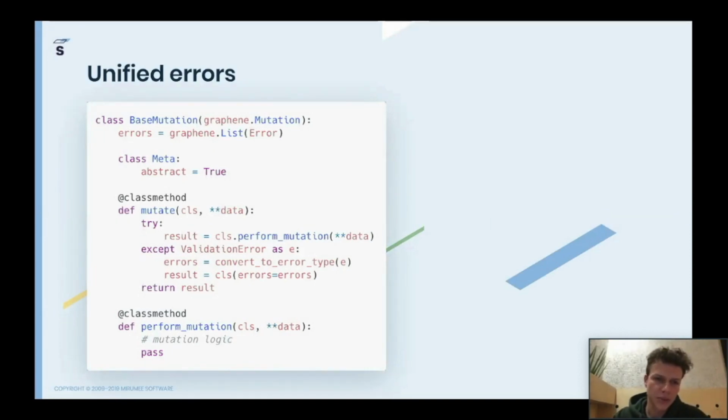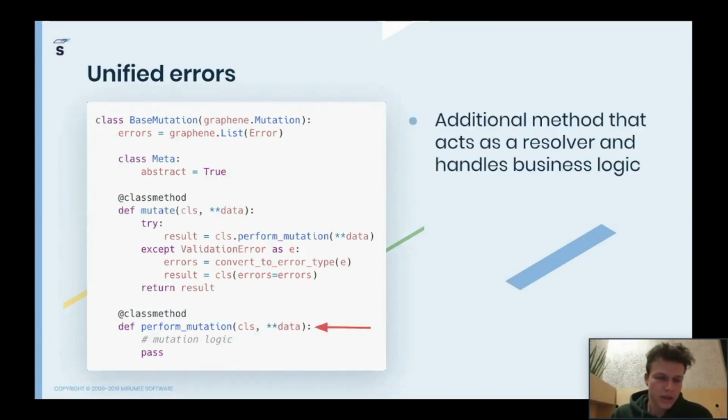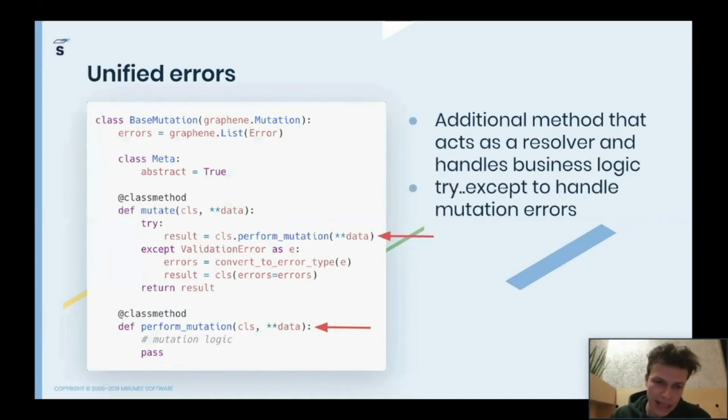So let's start with unified error handling in mutations. We have this little abstraction called base mutation, and here are a few things going on. First of all, we've added our own resolver for that mutation, which is called perform mutation. And as you can see here, we are calling this resolver inside the default resolver provided by Graphene.